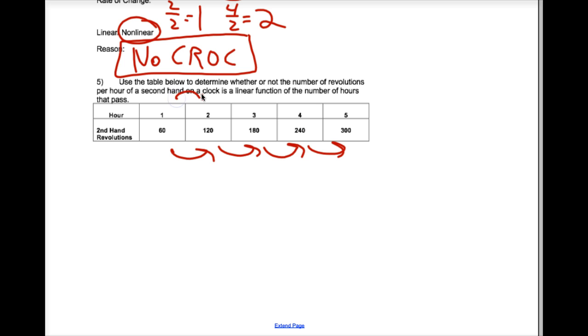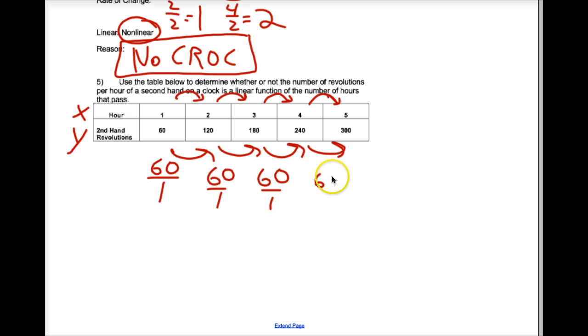Everybody find the constant rate of change. Do y over x. Remember, hours will be x. The first one is linear. Why is it linear? Because it increases by 1 and 60. How about 60 over 1? Is it always 60 over 1? Yes. Look, it's always got a constant rate of change. So this one would be linear.